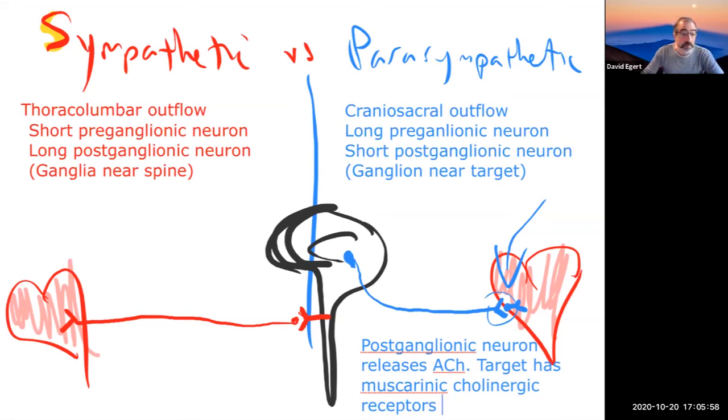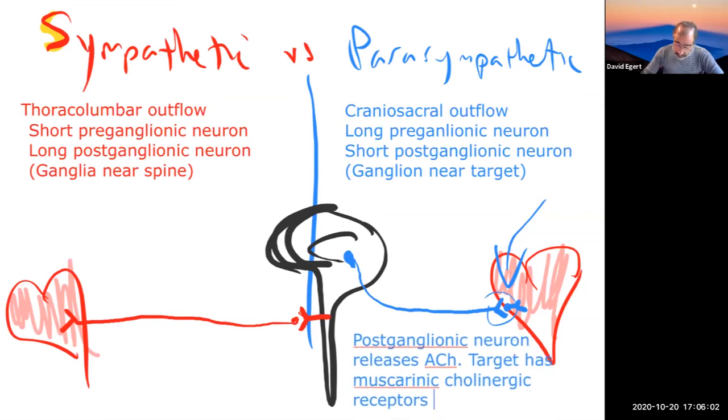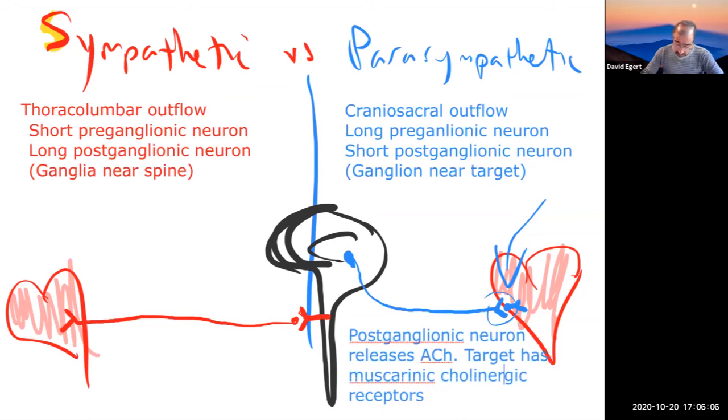All right. So what does that mean? If we have a post-ganglionic neuron that releases acetylcholine, the target, what are the implications if the target has muscarinic versus nicotinic cholinergic receptors? That has a second messenger. It could be excitatory or inhibitory, depending. Yeah, exactly. So that's important to remember.